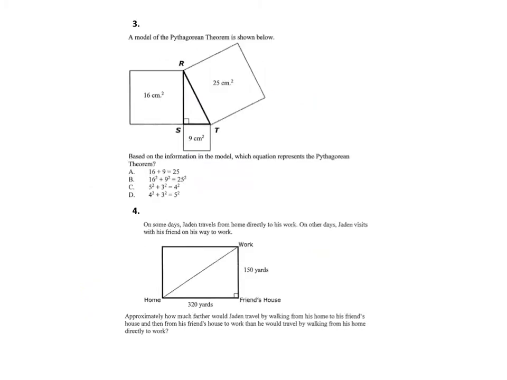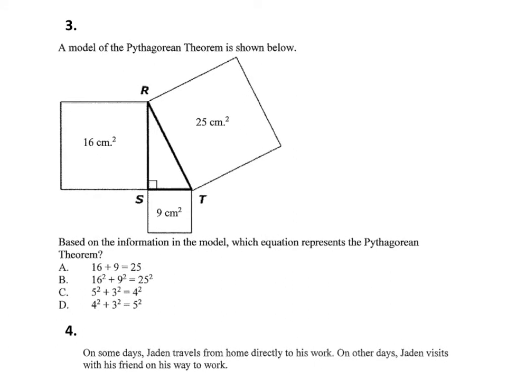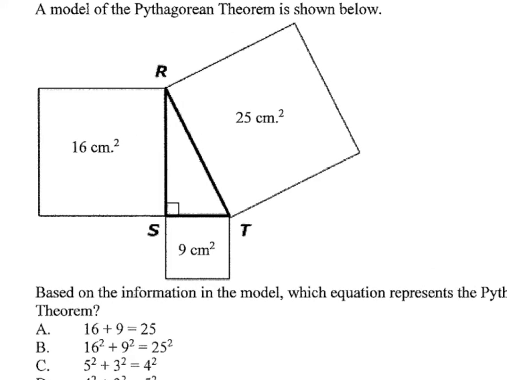Number 3, a model of the Pythagorean theorem is shown below. Based on the information in the model, which equation represents the Pythagorean theorem? So here's what I'm going to do. I'm going to set it up just like I always would. I'm going to highlight side A because it's my smallest side. So here's A. Here's side B. And side C, again, always opposite the right angle. So here's my side C.